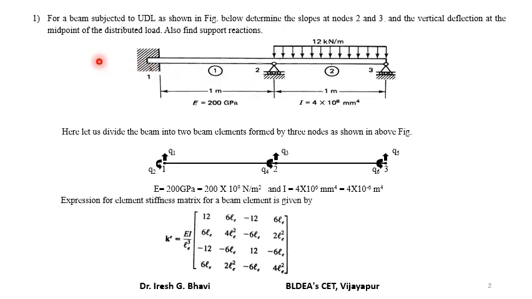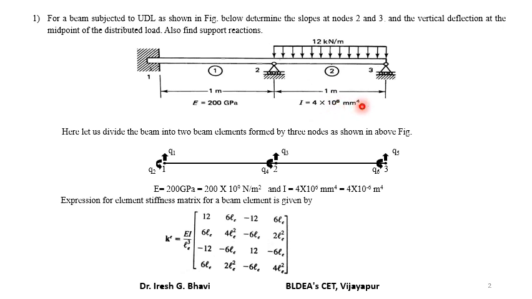This first problem is for a beam subjected to uniformly distributed load as shown in figure. Determine the slopes at nodes 2 and 3 and the vertical deflection at the midpoint of the distributed load. Also find the support reactions. Here it is given that Young's modulus E is equal to 200 gigapascal and moment of inertia of the beam I is equal to 4 into 10 raised to 6 mm raised to 4.